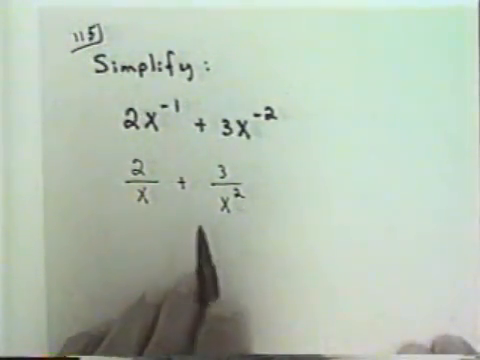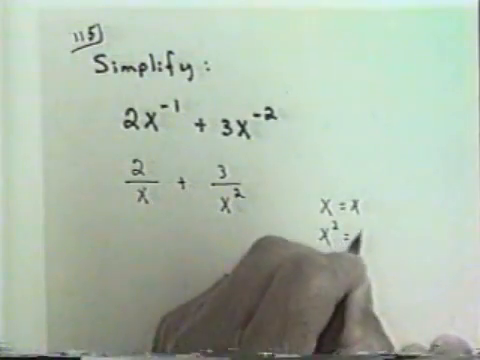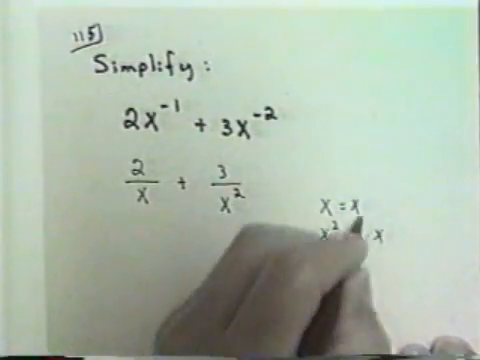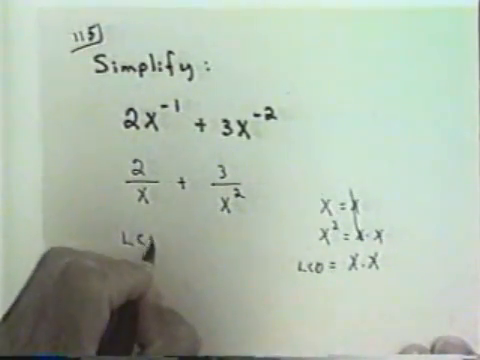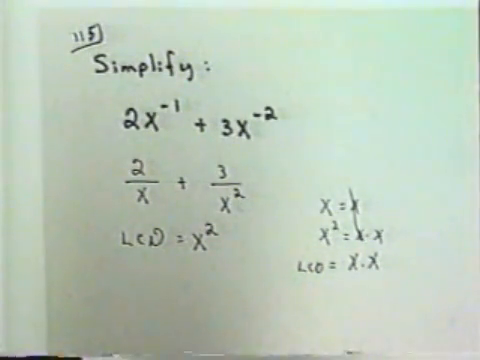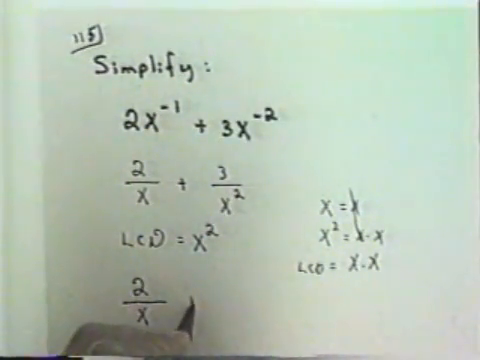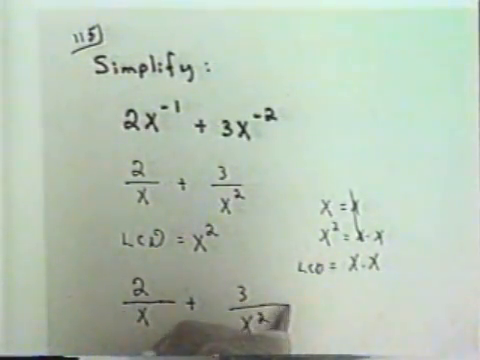Now I need to find the common denominator. Well, x is just x. X squared is x times x. So then the least common denominator is going to be the x times the x. So the least common denominator is x squared. So I want to rewrite the fractions just like before. So I have 2 over x plus 3 over x squared. I'm going to leave space to multiply by something.